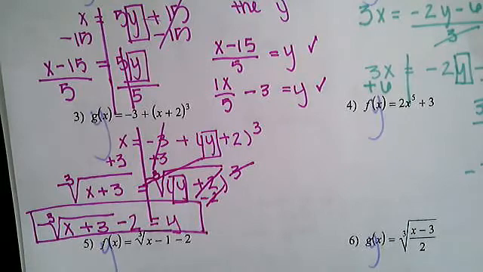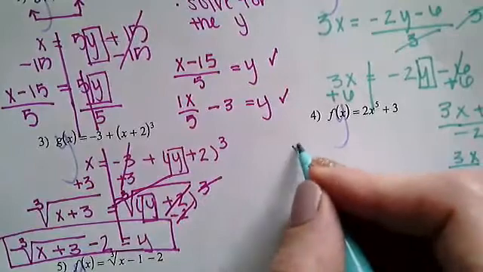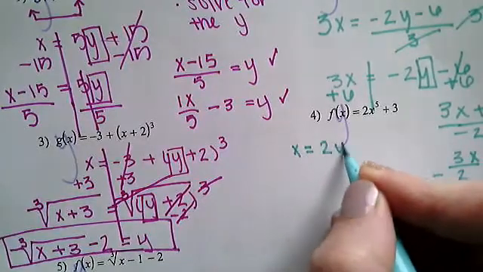So the key thing to know is that exponents and radicals are opposites of each other. So we'll try another one with an exponent. We'll switch our x and our y to start.